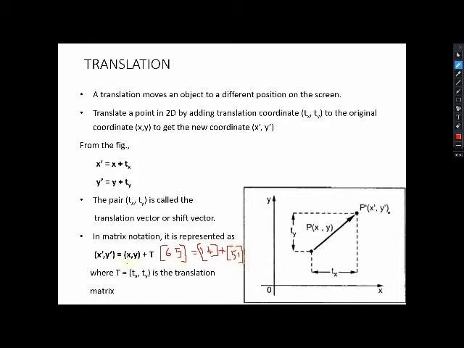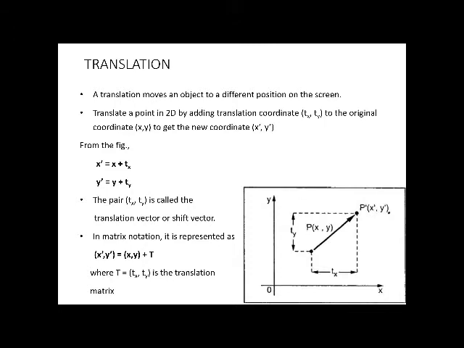Okay, so we can write this general matrix form like this for the specific point. Our equation can be written like this: x comma y, x dash comma y dash is equal to x comma y plus this tx ty, so that movement we call translation. If a movement occurs in two dimensions, we call it a two dimensional translation. If translation is done in 3D, the z coordinate will also come, then we call it a 3D translation.